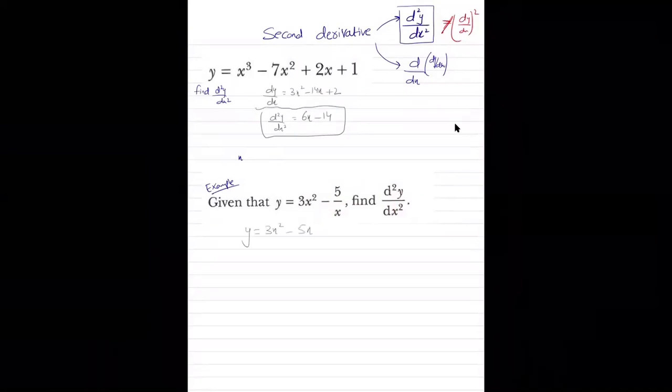First of all, I'm going to take x to the power minus 1. What is going to be the first derivative? 6x minus 2 6x, then plus 5x to the power of minus 2. Okay. Now, second derivative, 6 minus 10 x to the power of minus 3, which can be written as 6 minus 10 over x cubed. That is the expression for the second derivative.